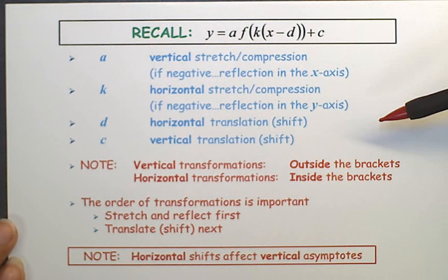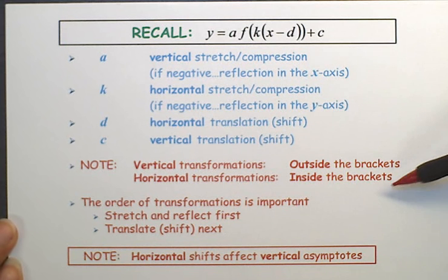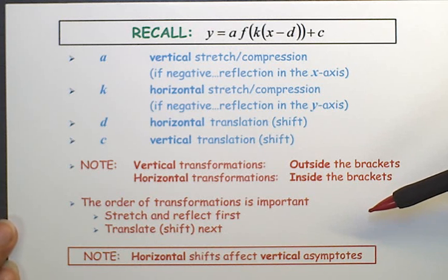The D value looks at a horizontal translation, so shifting the graph left or right. The C value looks at a vertical translation, so shifting the graph up and down. Just a quick note, remember that vertical transformations are values that you see that are outside the brackets, and horizontal transformations are values that you see that are inside the brackets. Remember also that the order of transformations is important. You want to make sure you stretch and reflect the graph first before you translate or shift the graph after.